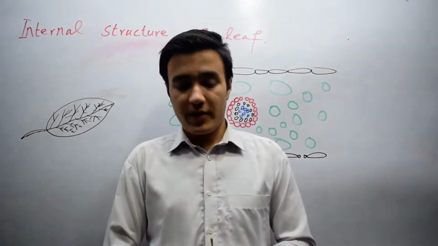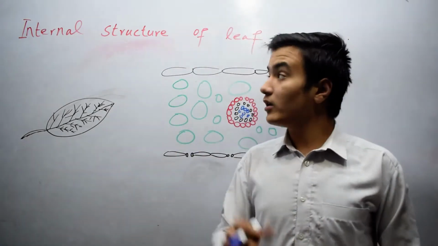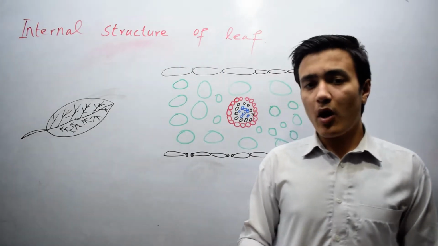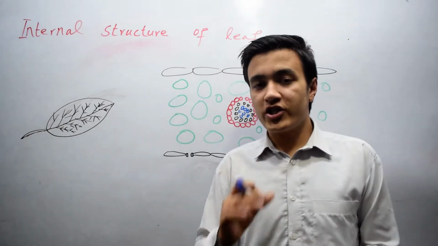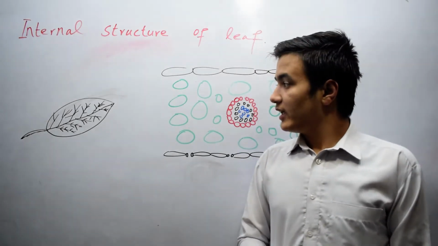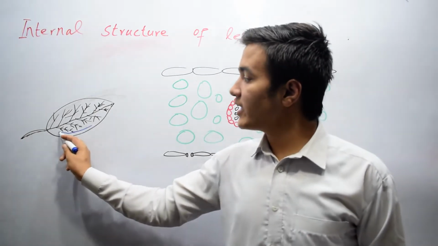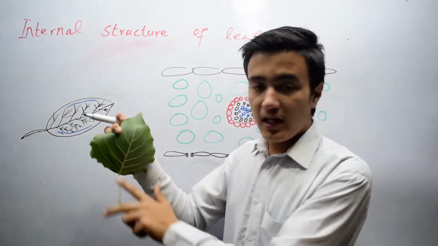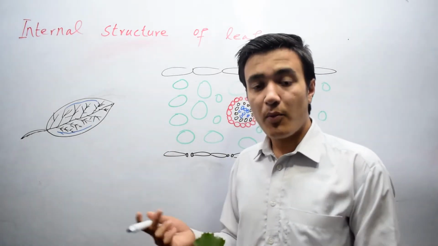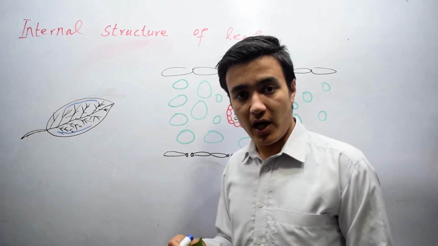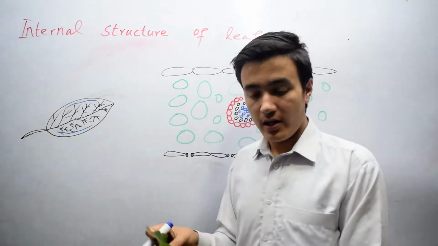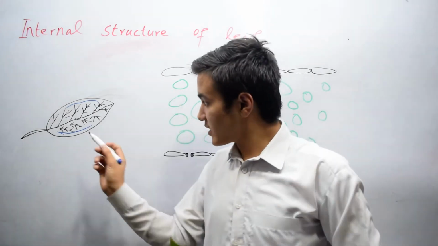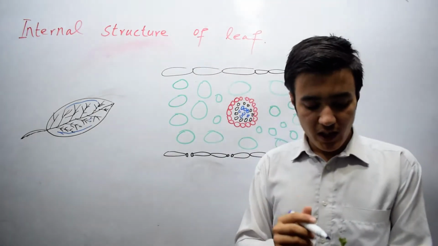So let's come to our topic, which is the internal structure of the leaf. We all know about the external structure of leaves. Leaves contain lamina, which is green in color. This whole space is known as lamina. You can see the margin, which is also an external part. Veins are also present, and veinlets, small veins, are also present.